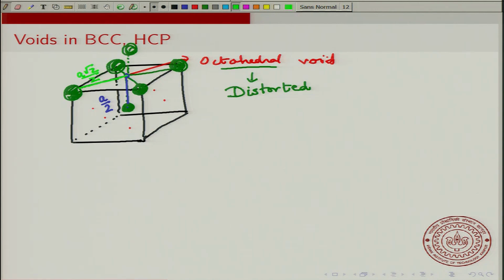That is half of the face diagonal. So, if a is the side of this BCC cube, then this distance is a by 2, whereas this is a root 2 by 2. So it is slightly distorted. It is not exactly octahedral, it is slightly distorted. So this is an octahedral void. Now you have a distorted octahedral void. You can also have a distorted tetrahedral void in a BCC structure.